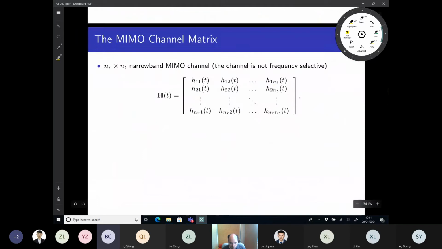Okay, so our MIMO channel matrix now is NR by NT. I have NR by NT coefficients, and they have certain distribution. Each of them is a random variable, and they will potentially be correlated with each other. And that will depend on the angle spread, that will depend on the distance between the elements.